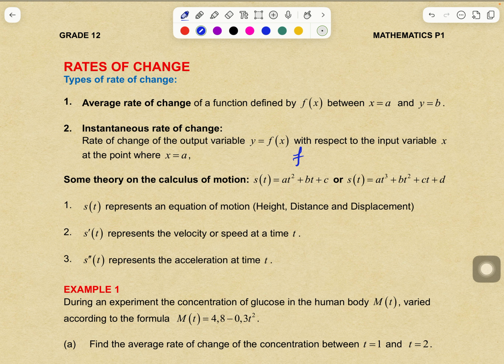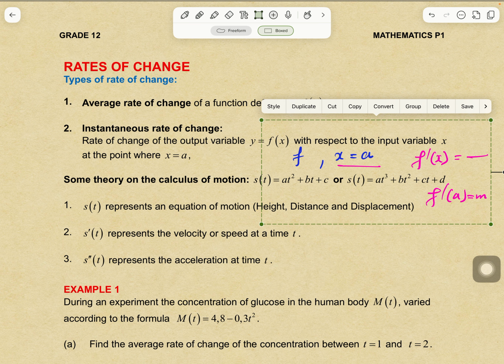Cool. We also have the gradient at a point, which is instantaneous rate of change. So if you have a function and you also have a point, let's say x is equal to a, you want to find the gradient of this. You're going to find f prime first. You derive that function in terms of x. Now f prime at a, this particular point, is going to give you the gradient. That gradient is called in calculus the rate of change.